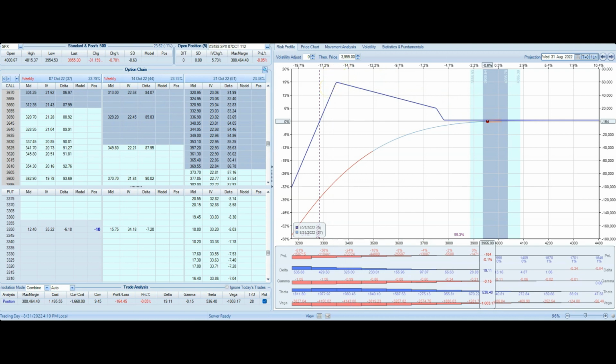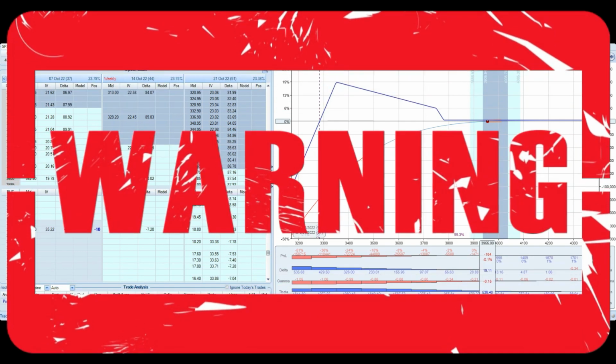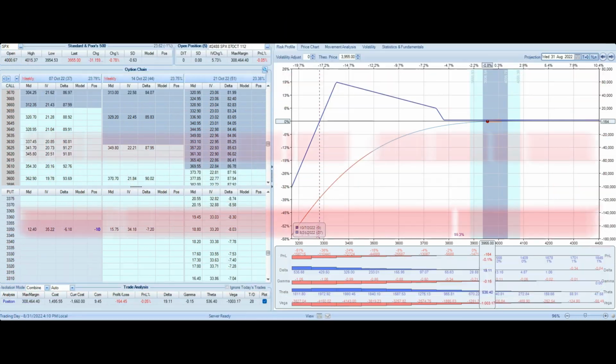Now, trades that involve selling out of the money options naked carry a ton of risk. They're also pretty intense on buying power or margin. And I don't recommend selling options naked unless you truly understand the risks associated with it. So that is something that everyone should keep in mind.